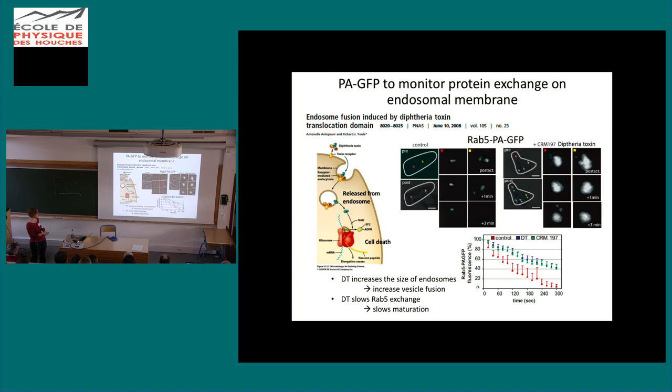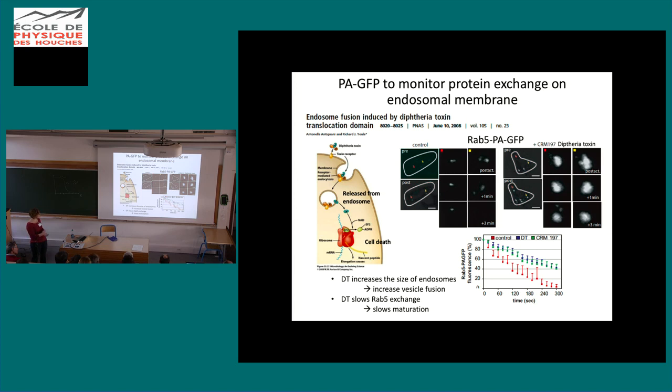But then what they did, how they used this photoactivation feature, is that they photoactivated individual endosomes, and then they watched the rate of fluorescence decay of the Rab5 on the endosomes. So what they were trying to assess was, what is the lifetime of Rab5 on an endosome? How quickly does it exchange off the endosomes? And what you can see here is in red are control, and in blue and green are two examples of this diphtheria toxin.